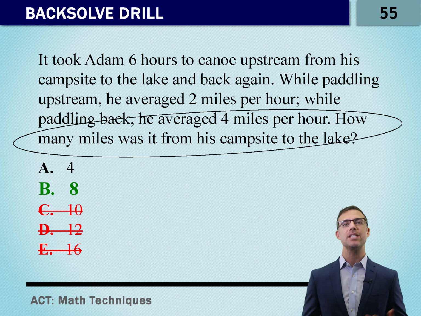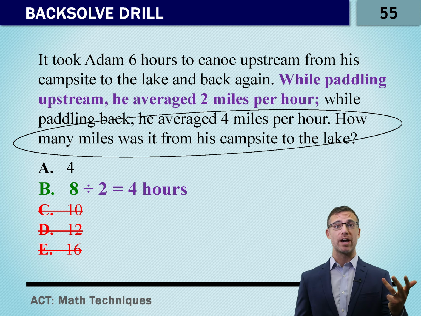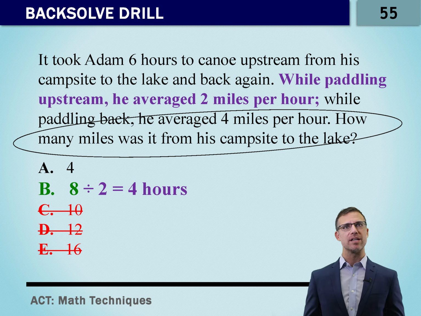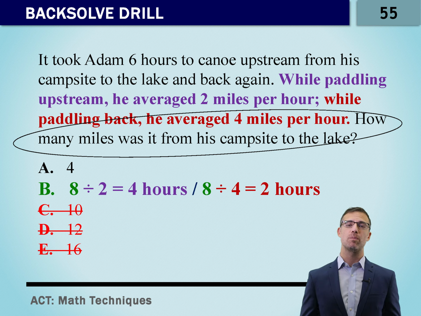Let's see how it works when it's 8 miles. Well, if it's 8 miles and I go 2 miles an hour, 2, 4, 6, 8, that's 4 hours in one direction. And I'm going to come back at 4 miles an hour. So that's going to be 4, 8, that's 2 hours. And what's 4 plus 2?